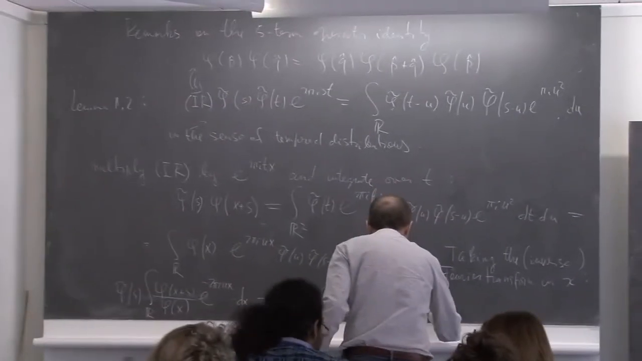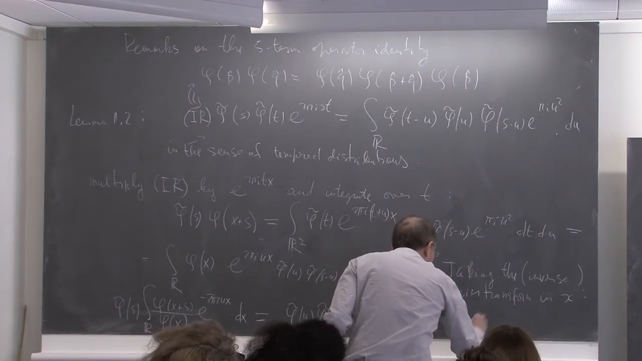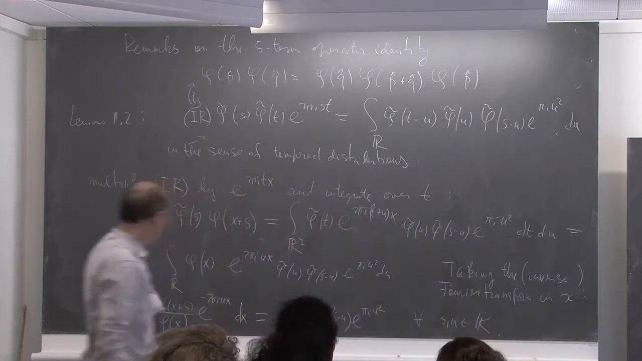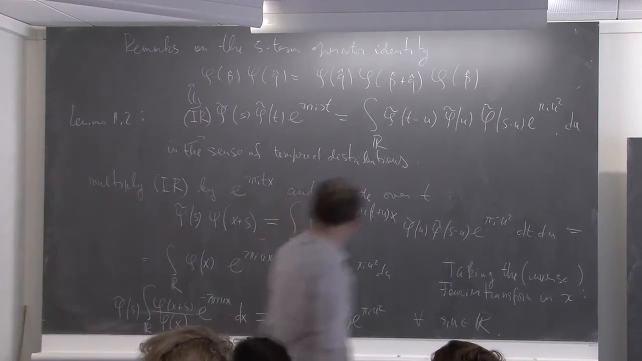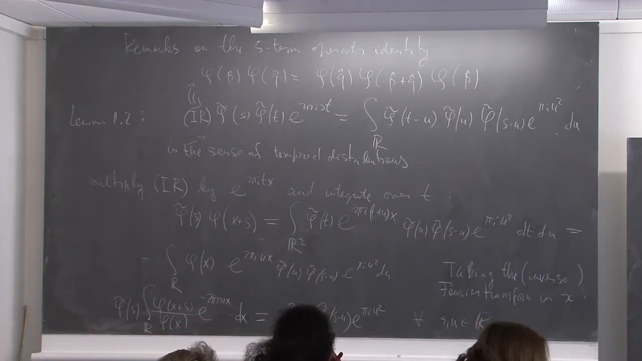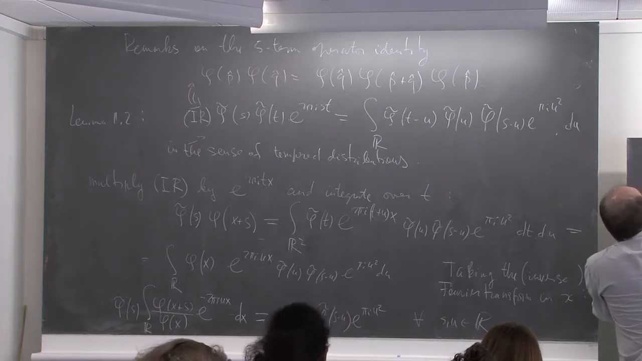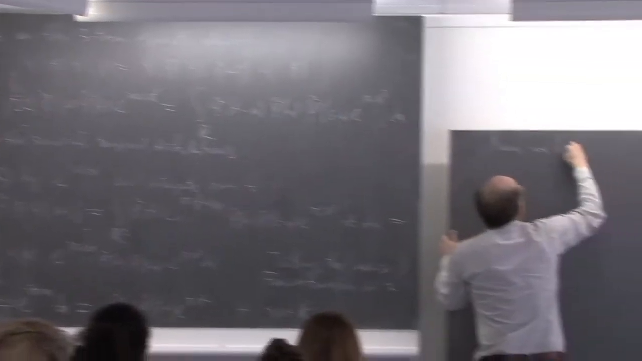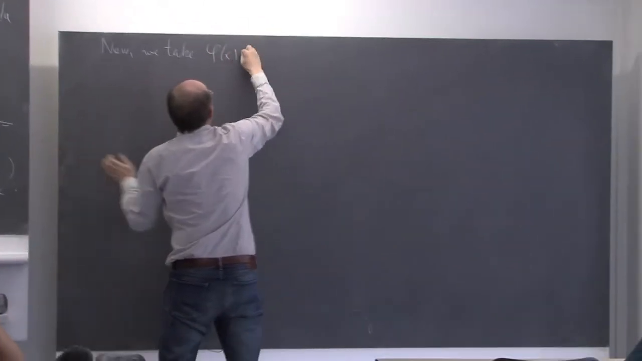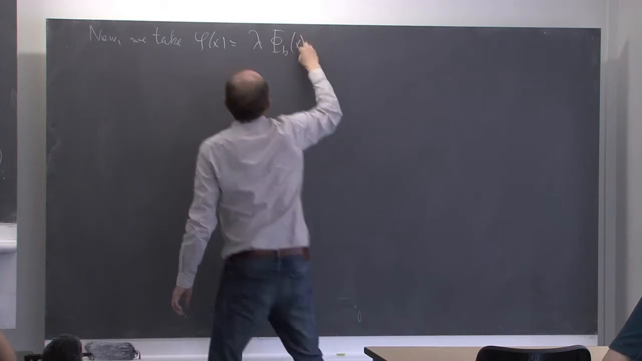So I remind you that this is for any s and u on the real line. So this is still a distributional integral identity. So now we take phi of x to be lambda times Faddeev's phi b of x.